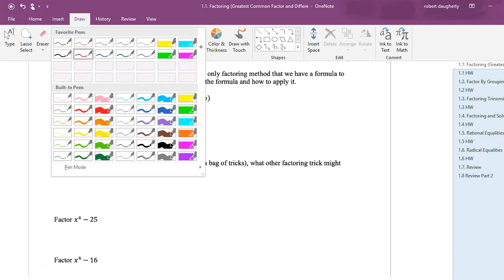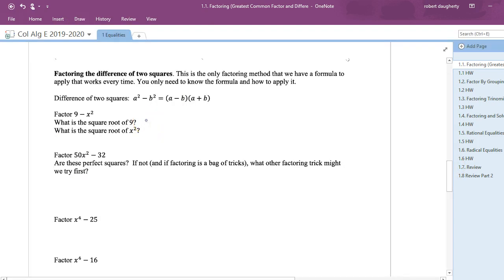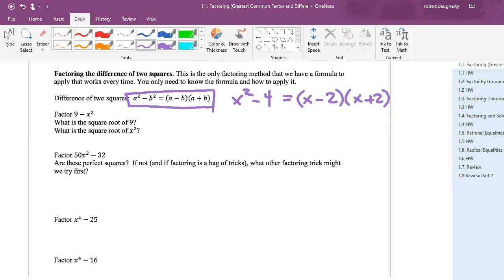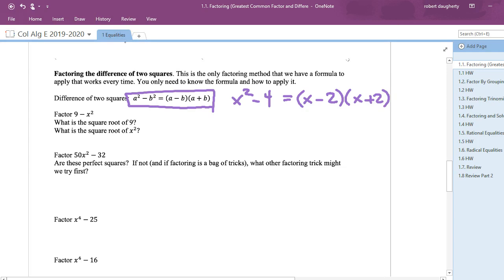So the nice thing about this method, guys, is it is a formula. There are a lot of times we have to do a lot of work, but this is a formula. So if you ever see something like a squared minus b squared, that can be factored as a minus b, a plus b. So if you see something like x squared minus 4, that can be factored as you take the square root of the first term minus the square root of the next term, and then x plus the square root of 4, which is 2. So we have a formula. You've got to know the formula and recognize it.